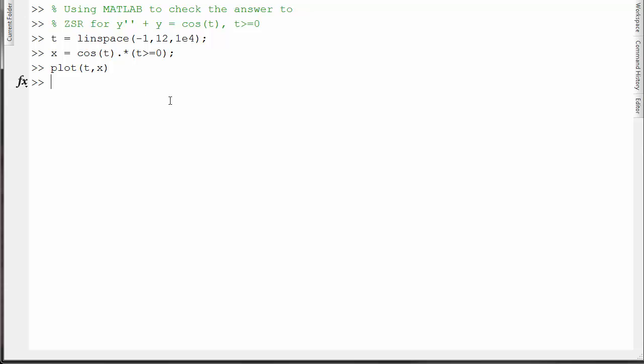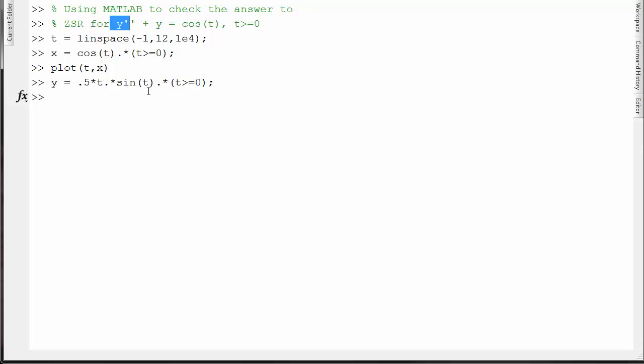And now I want to define the y, the ZSR that we solved for before. So y is 0.5 times t, and I want to element-wise multiply that by sine of t. And I want to element-wise multiply that by the same boolean, the same logical, because the y function is only valid for positive time as well.